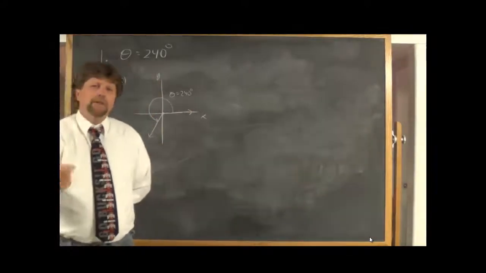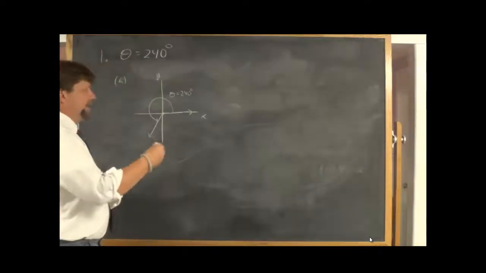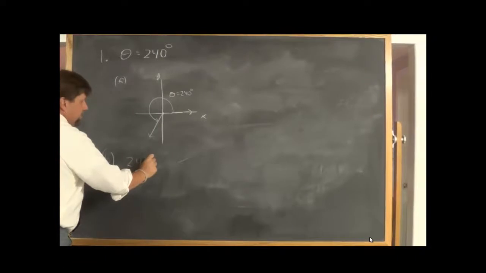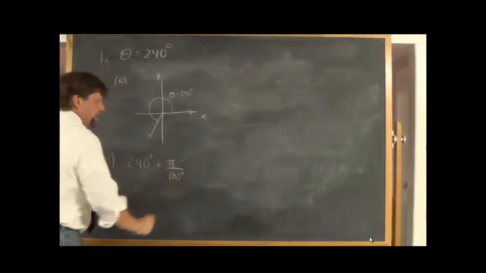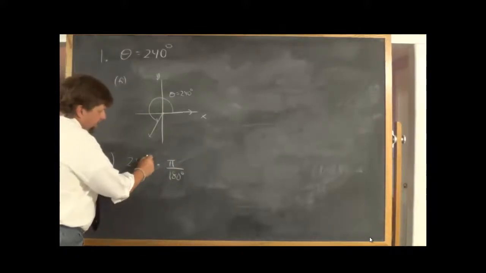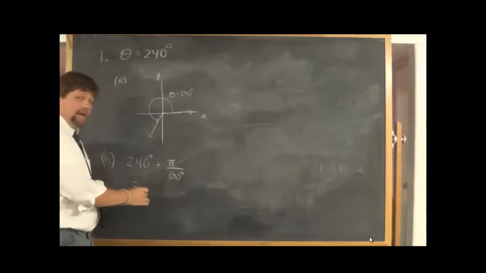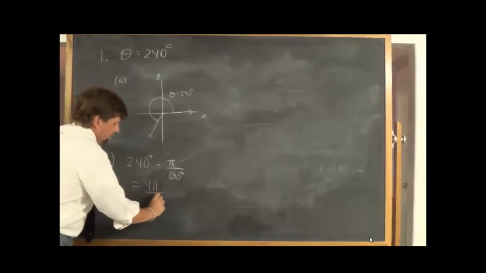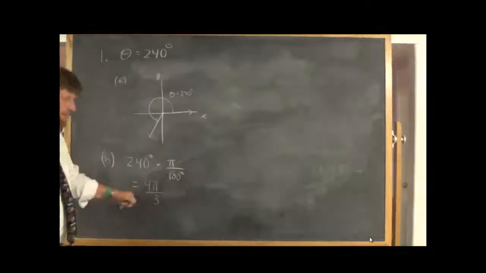In part B, I asked you to convert this angle to an angle measured in radians. So to get the angle measurement in radians, remember that to convert from degrees to radians, you would multiply by pi over 180 degrees. That way the degree symbols would cancel out. And if you take 240 times pi over 180, you will see that that reduces down to 4 pi over 3. So the angle in radian measure is 4 pi over 3.